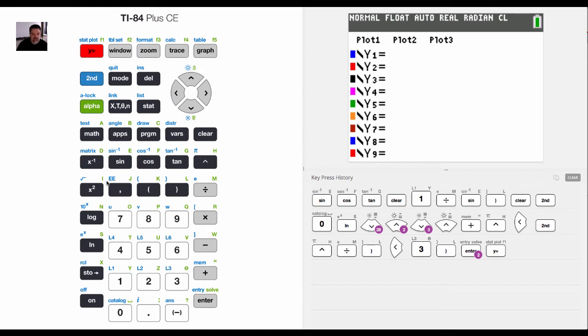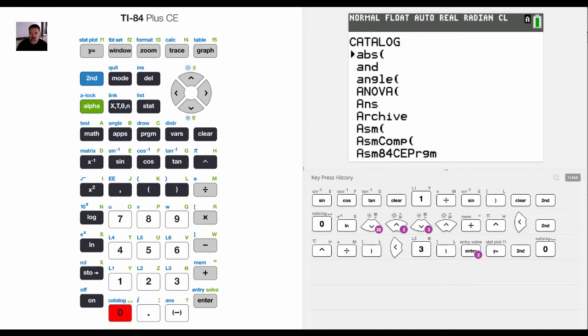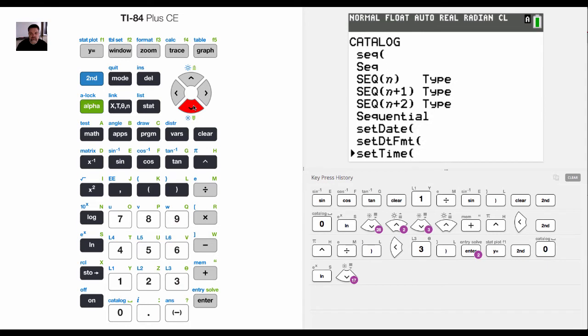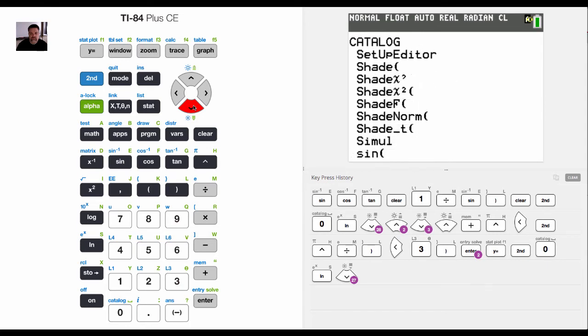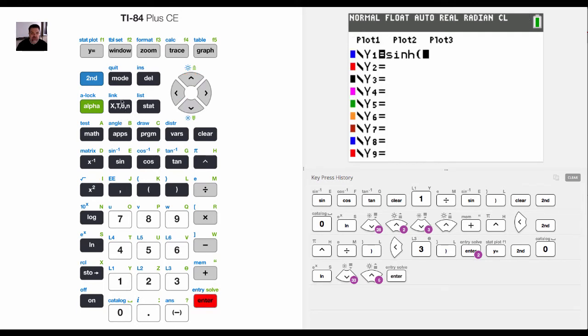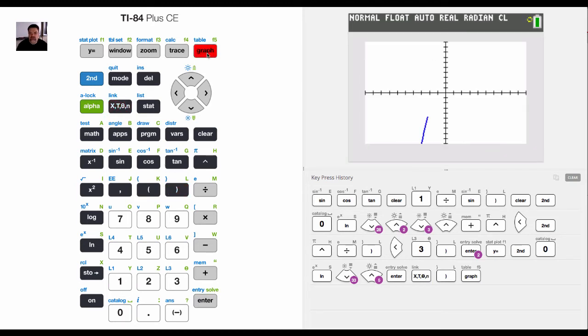I can also graph hyperbolic sine. So let's do hyperbolic sine. What I'm going to do is hit second catalog, automatically in my alpha mode right here. So I'm going to hit S, and I'm going to scroll down till I get to sinh. Oops, went a little too far. And I'm going to hit enter, and we're going to use the variable x, and just hit graph.